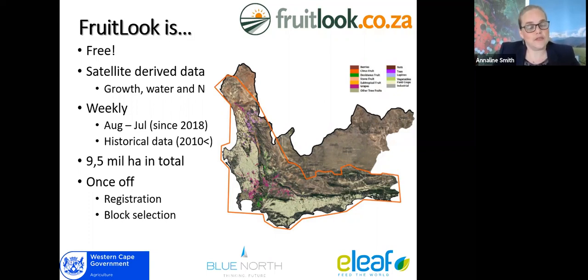So the thing with FruitLook data as well, a lot of people think that it's pure satellite data. It is not. It is satellite derived data. And like I said, it's in 3 broad categories. And what's nice about FruitLook is it provides you data on a weekly basis. Our seasons start from the beginning of August till the end of July. So it's 52 weeks of the year.